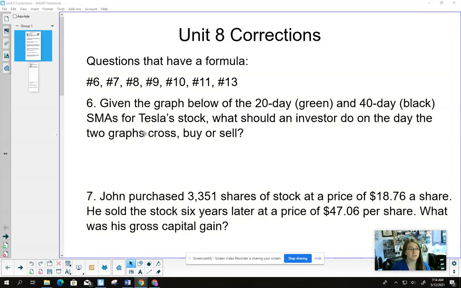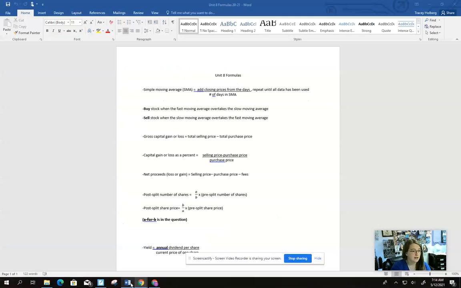But it said, what should an investor do on the day the 2 graphs cross, buy or sell? So the answer was buy or sell. Now again, this is actually on the formula sheet because it's right here. Your answer would have been buy if the fast overtakes the slow. Would have been sell if the slow overtakes the fast.